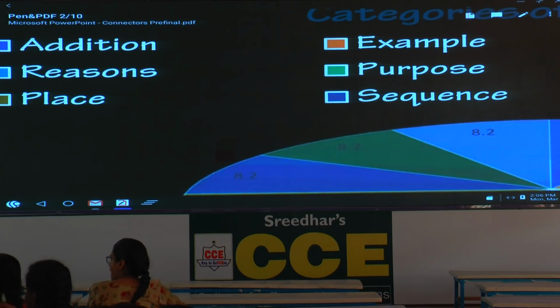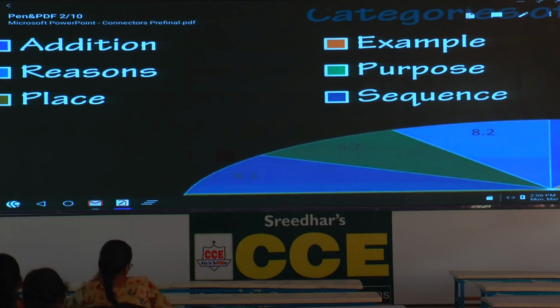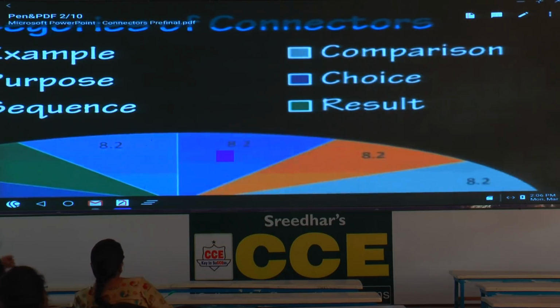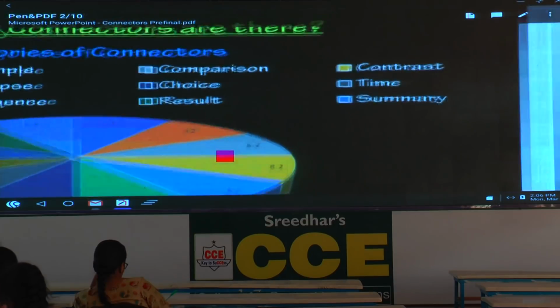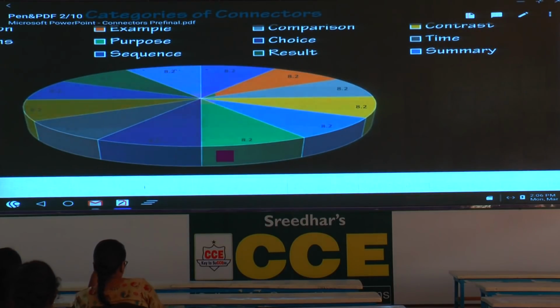Fine. So what is the first group? Addition, reasons, place. Second, example, purpose, sequence. Next, comparison, choice, result. Then contrast, time, summary. So how many have you got? 12. To show the same thing with the help of a pie diagram, it looks like this.